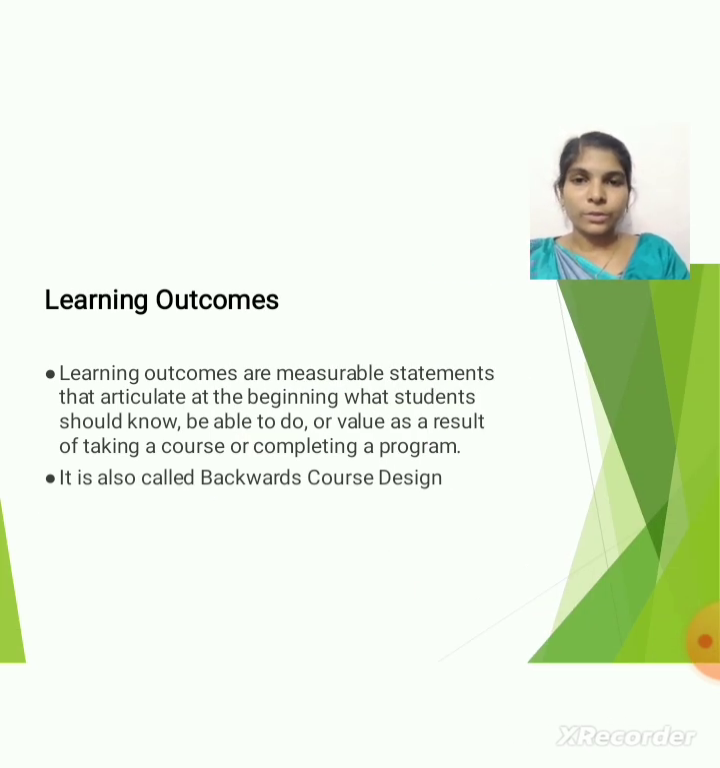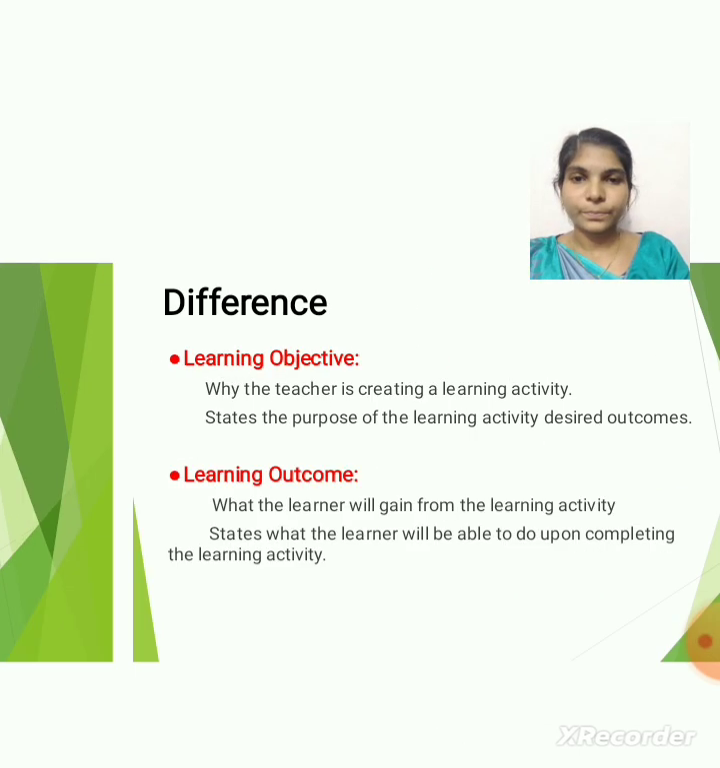Today we are going to see about the topic learning outcomes. Learning outcomes are measurable statements that articulate at the beginning what students should know, be able to do, or value as a result of taking a course or completing a program. It is also called backwards course design.